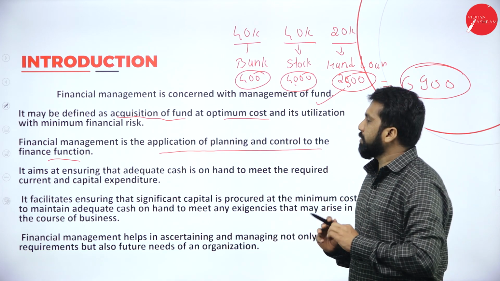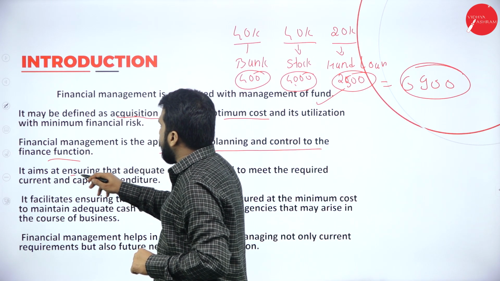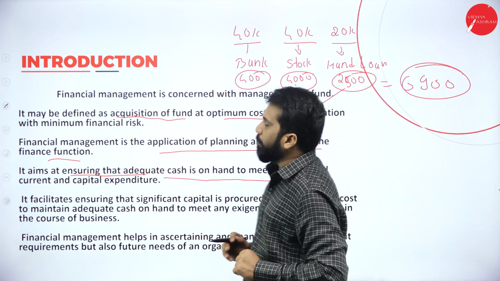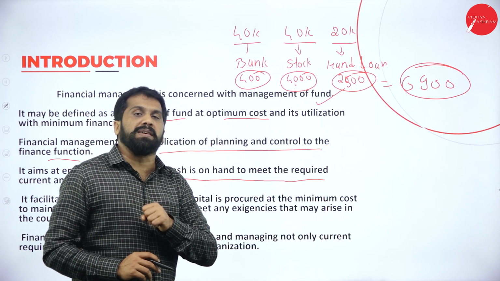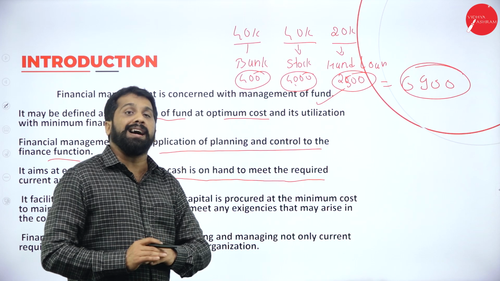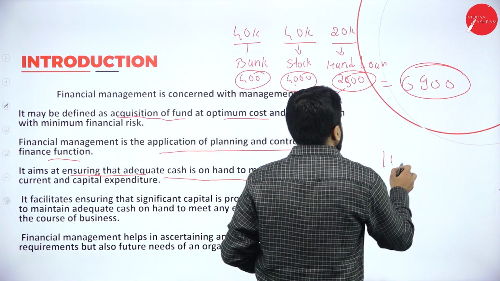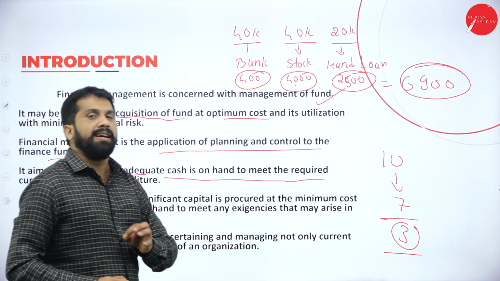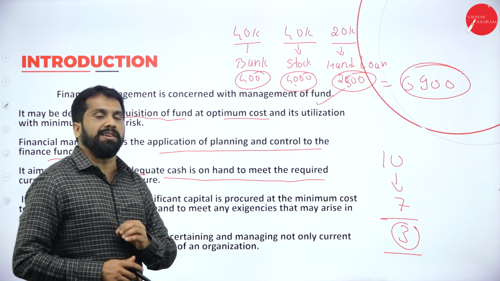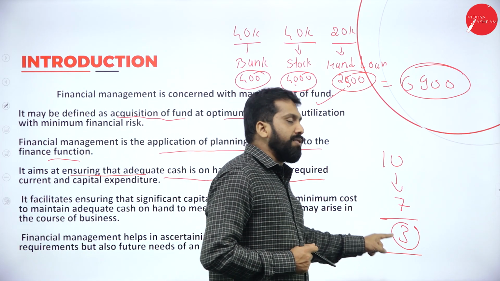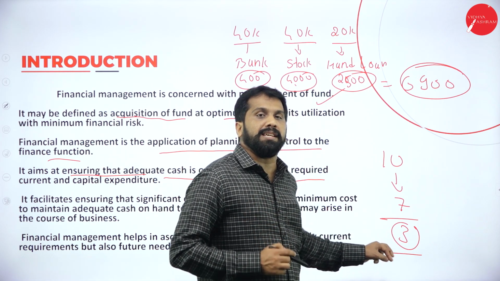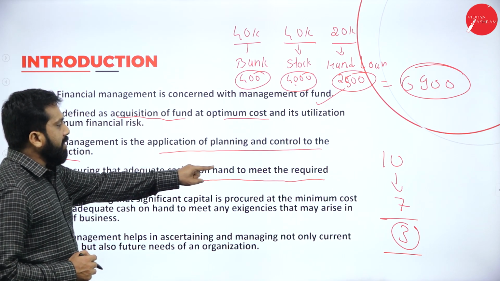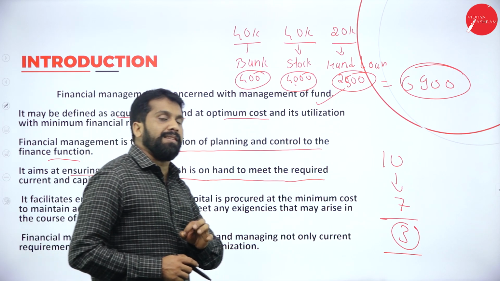These are the examples. Now, next, it aims at ensuring that adequate cash is on hand to meet the requirements. If your income is 10,000, will you spend the whole 10,000 on the first day of your salary? Answer is no. Out of 10,000, you will pay off all your dues, and the balance 3,000 you will keep in your pocket, or else keep in the bank. Why? Because in an emergency you can use this 3,000. That is called cash in hand to meet the current and capital expenditure.